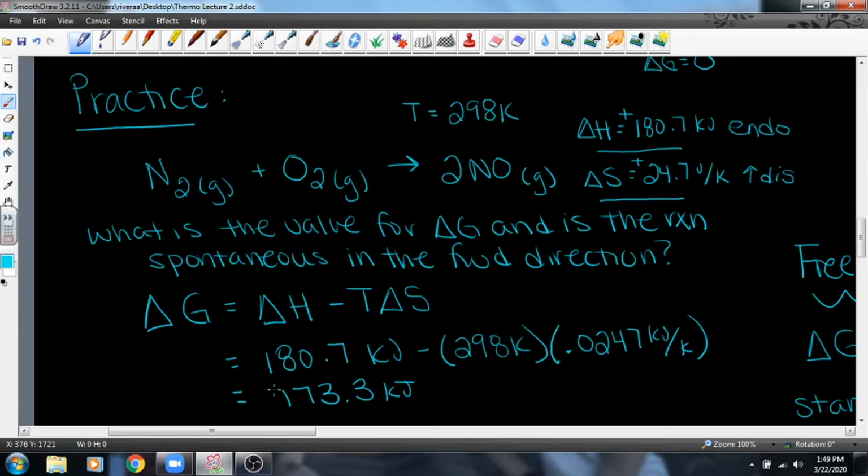So with this positive value for delta G, this reaction is not spontaneous in the forward direction, as it is written, right? The reaction would be spontaneous in reverse. So the decomposition of this substance at this temperature is spontaneous, but the synthesis of this substance is not. Okay, great. Hopefully that math is right.